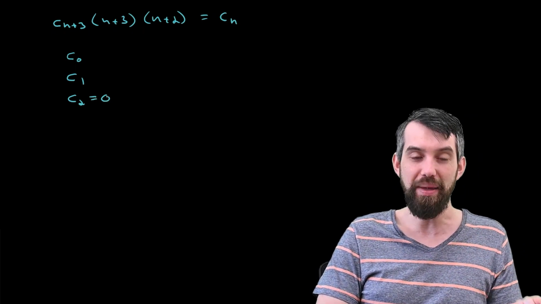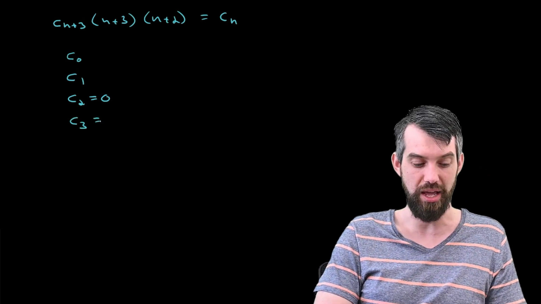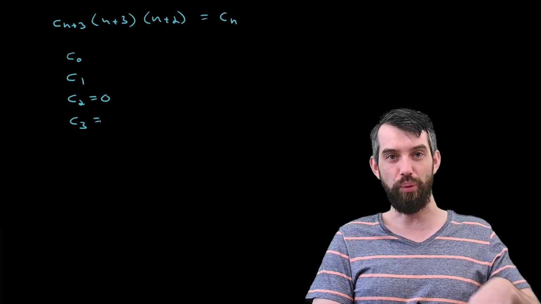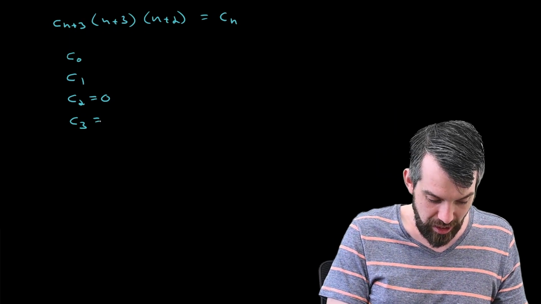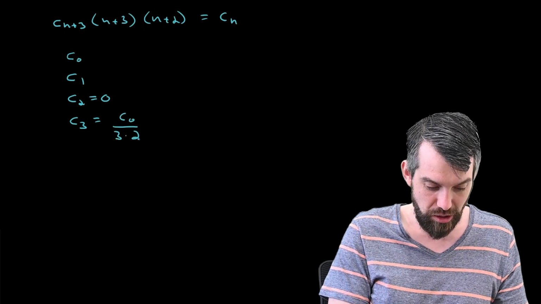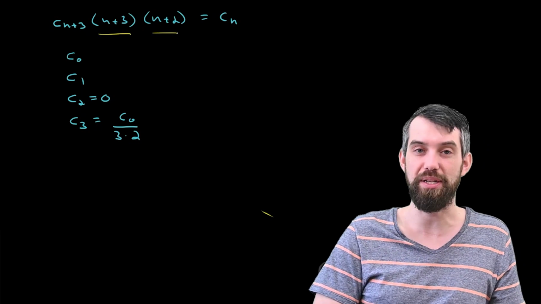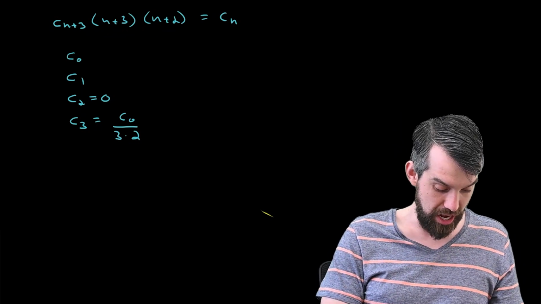But now we can start making something new when it gets to the value of C3. Because, well, what is C3? C3 is 3 more than C0 in its index. And so I can plug this in. This is going to be equal to C0 divided by 3 and divided by 2. So I'm taking the n plus 3 and the n plus 2 with n equal to 0 and dividing them out. Okay, so that was nice.